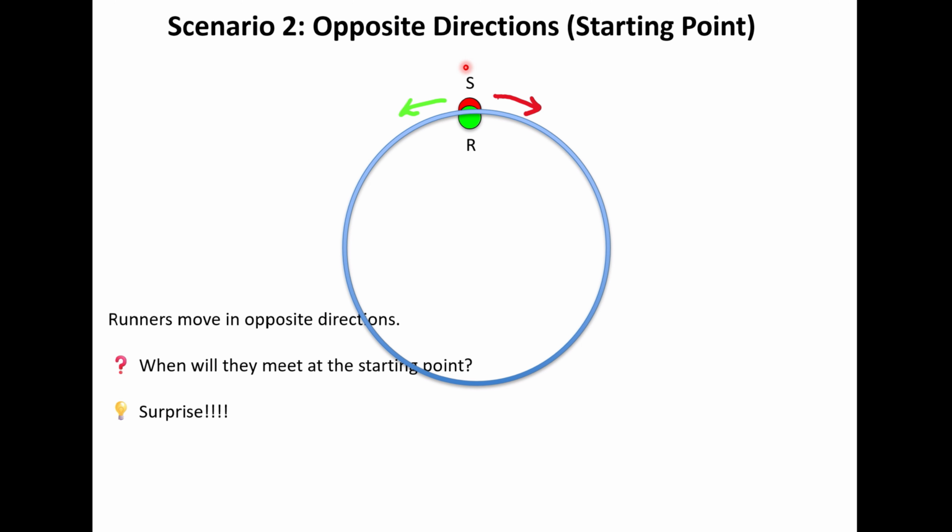In scenario 2, we have to see, if they run in the opposite direction, when they will meet at the starting point. When both of them run in the same direction, they meet after 36 minutes. But when they are running in the opposite direction, at what time will they meet at the starting point? Can anybody guess and tell me what the answer will be? Somebody would have guessed it right, because it will still be 36 minutes. But why still 36 minutes?